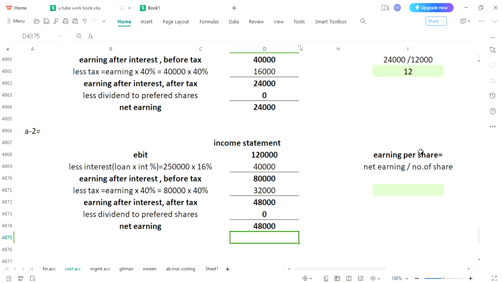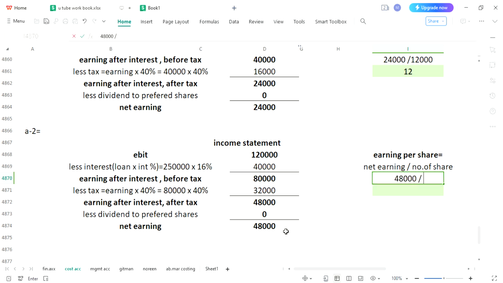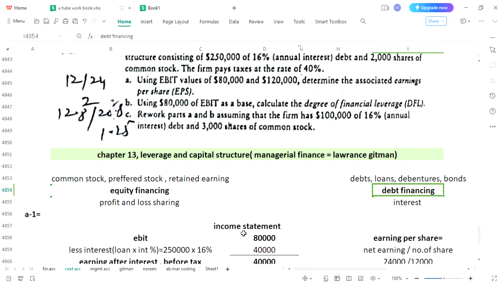Formula of earning per share is simple. Take net earning and divide it by number of shares. Net earning over here 48,000 and you need to divide it with number of share. As you know, number of share in this question is 2000. Let me show you once again. These are 2000 shares of common stock.